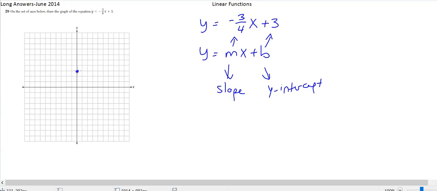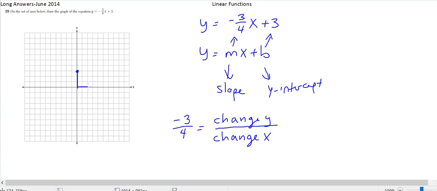And then we want to use our slope. Our slope in this case is negative 3/4. That means that our change in y values is going down 3 for every change in x values up to the right 4. So let's do that. Down 3, to the right 4. Let's do that again. Down 3, to the right 4. That's another point, and we can connect these points.